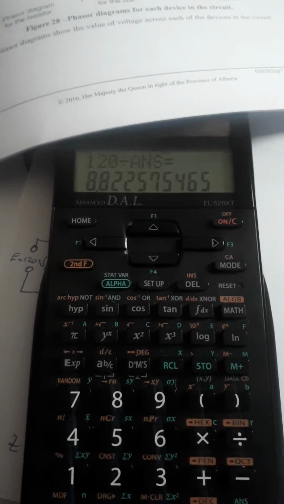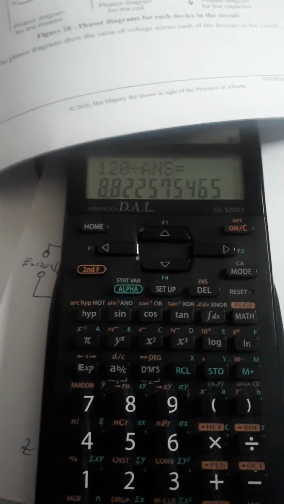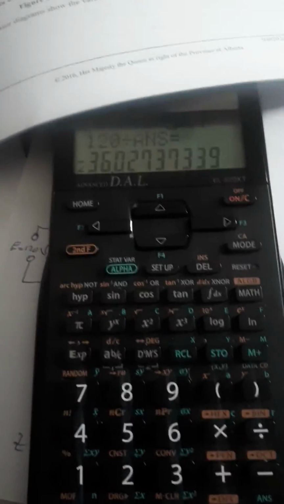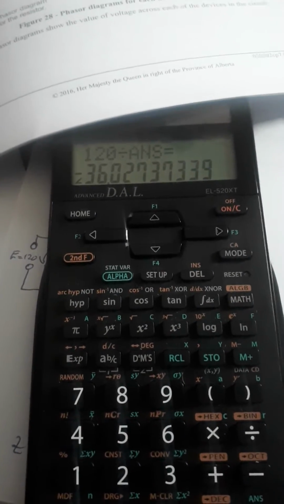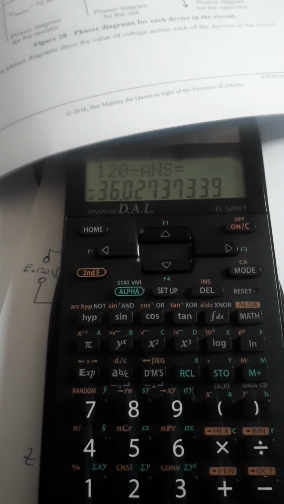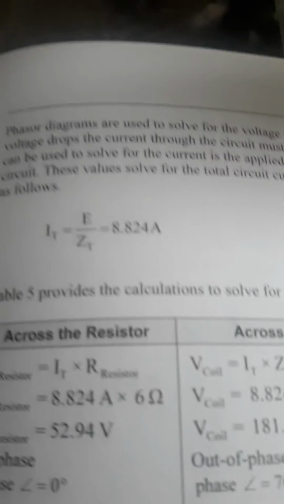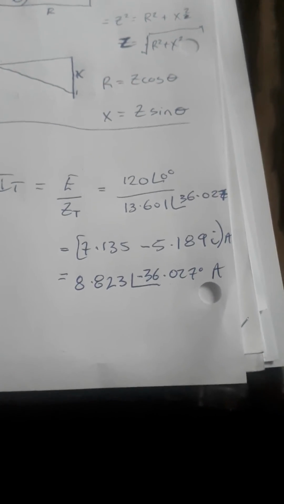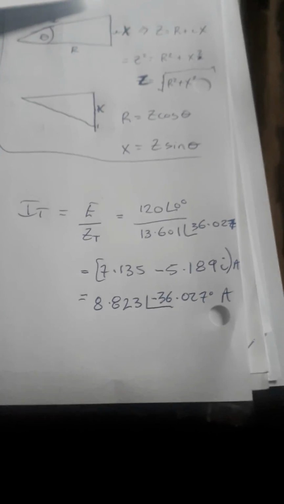8.823. And if you need the angle, second function, exp, minus 36.027 degrees ampere. And that's what the book had there, 8.824. And our value that we calculated here is more accurate because we didn't do any rounding. We're working with the true values.